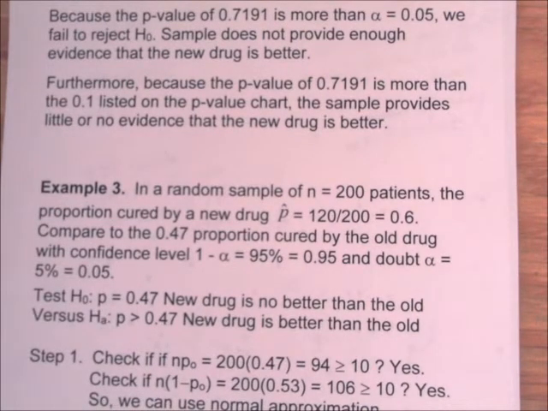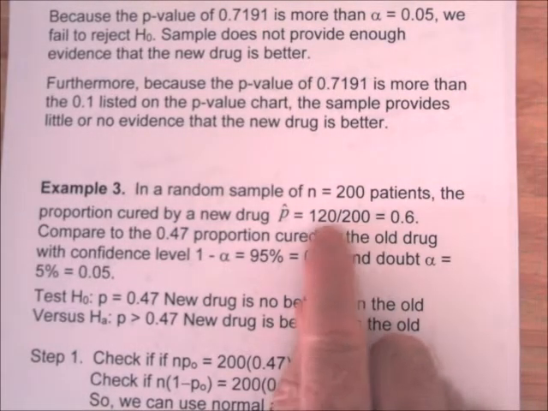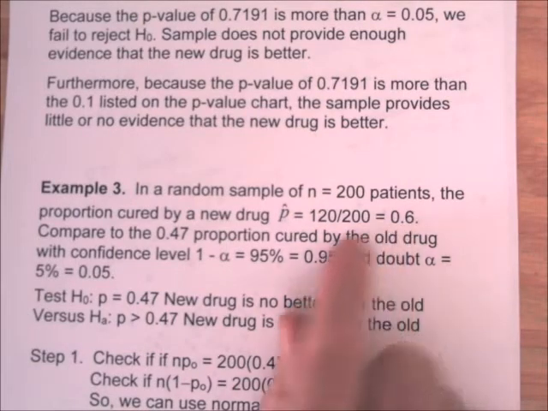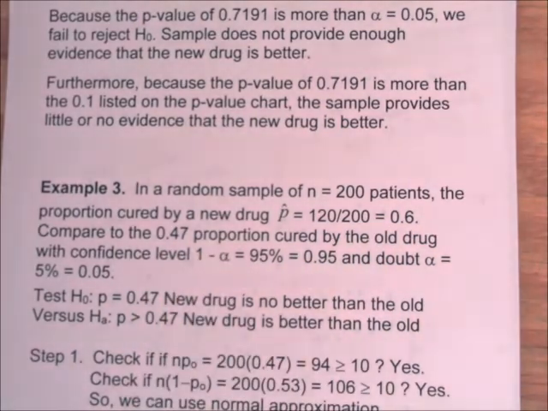In example 3, we have a sample of n equals 200 patients. The proportion cured by the new drug, p-hat, is 120 divided by 200, which is 0.6. And we want to compare it to the 0.47 proportion cured by the old drug. Again, we want 95% confidence and 5% doubt.